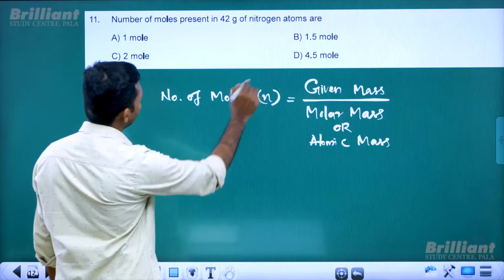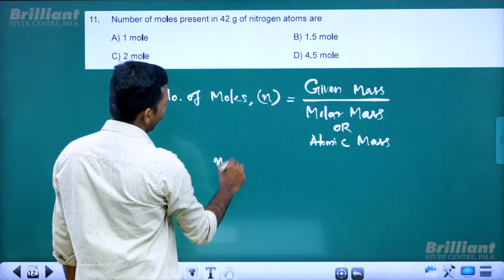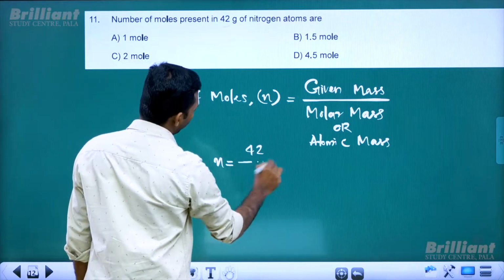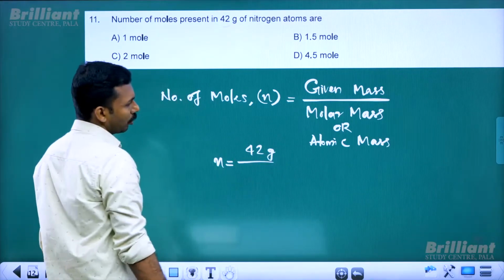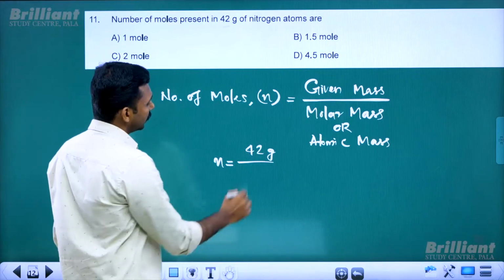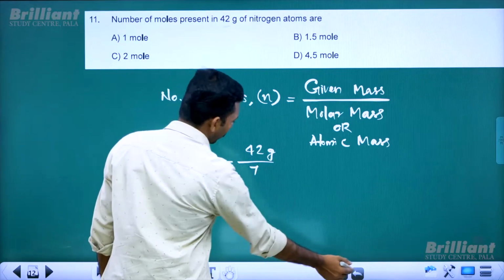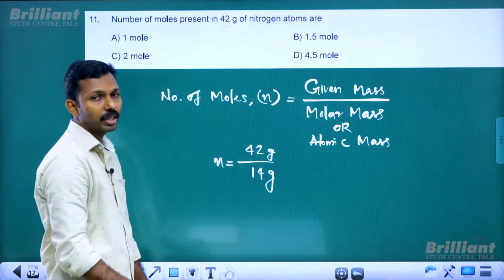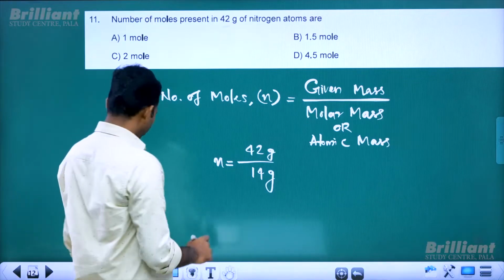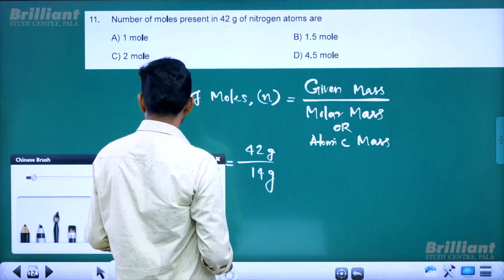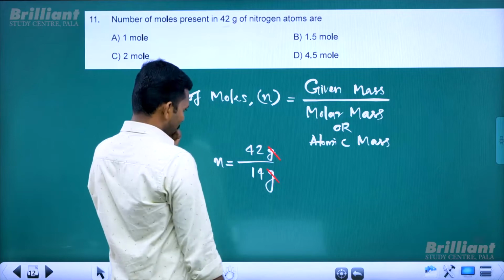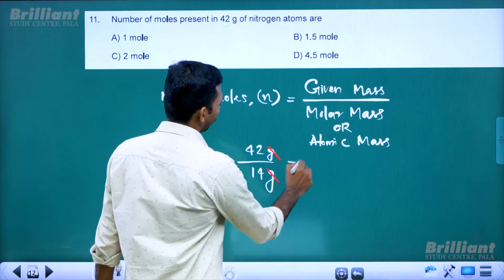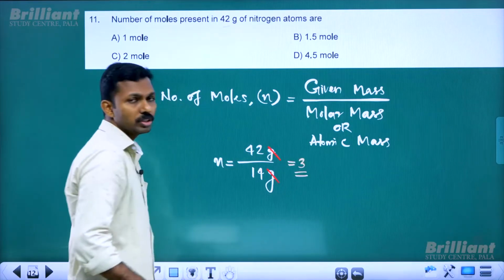So, what is the number of moles? n is equal to given mass, 42 gram, divided by the atomic mass of nitrogen. Yes, that is not 7, but it is 14, sorry. Atomic mass of nitrogen is 14 gram. Gram and gram will be cancelled. 42 by 14 is equal to how much? Yes, 3. So, number of moles will be 3.